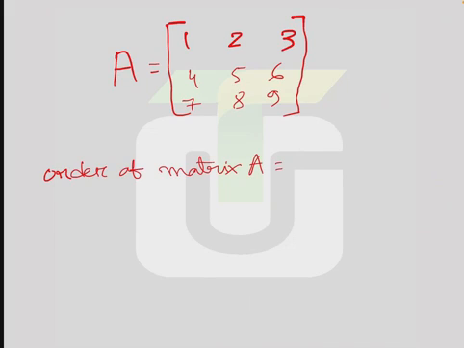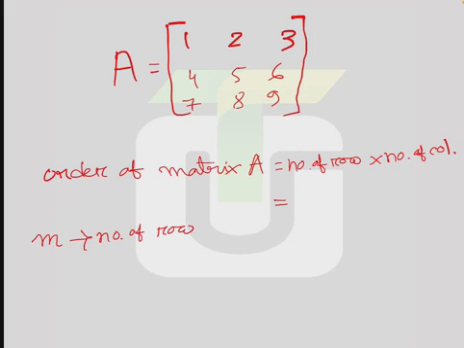Suppose A is equal to number of rows into number of columns, correct? Number of rows is generally represented by m. Generally we represent the number of rows as m, and n represents the number of columns, right?